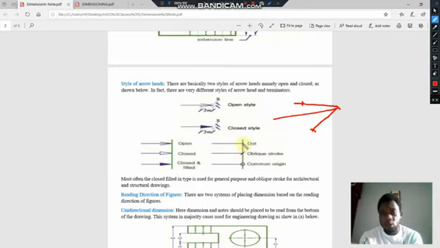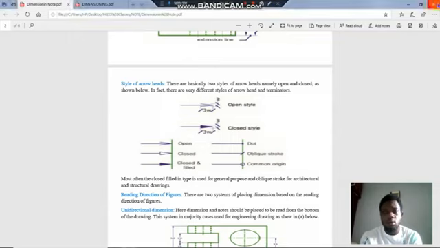This is the dot, this is the oblique stroke, and this is the common origin. Most often the closed filled type is used for general purpose, and the oblique stroke for architectural and structural drawing. Okay, reading direction of figures.